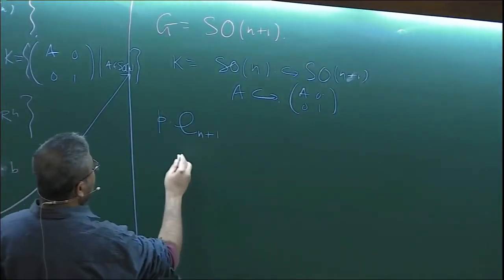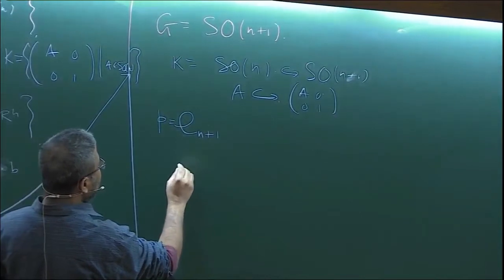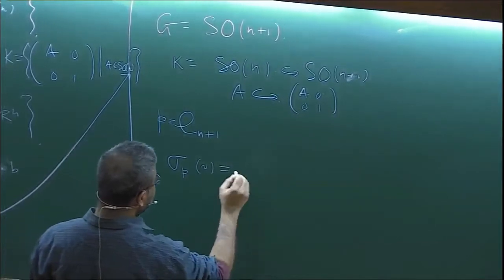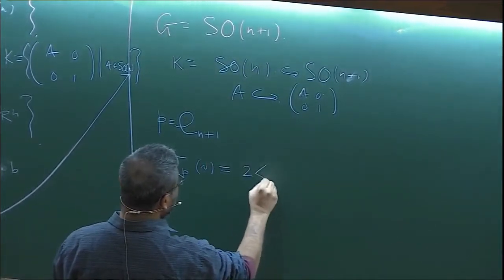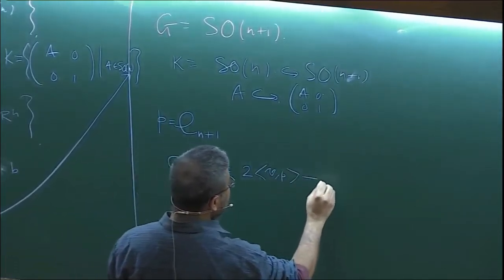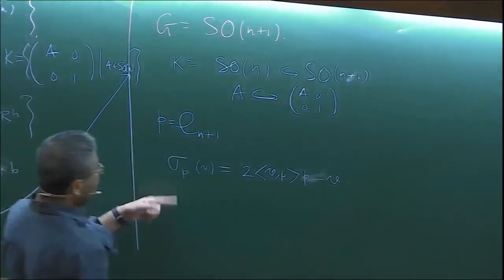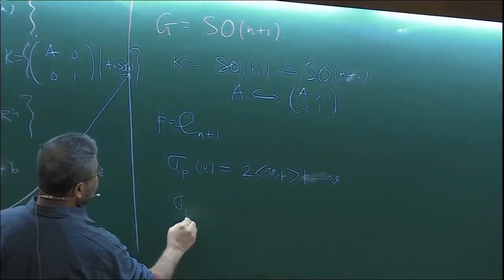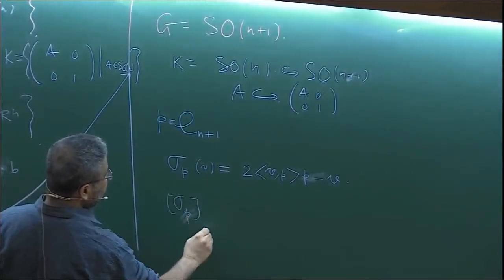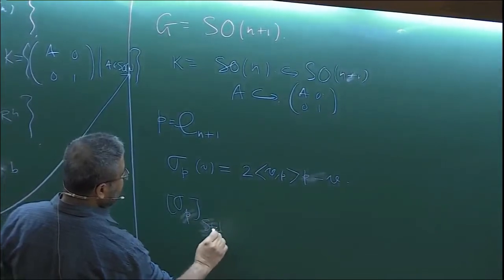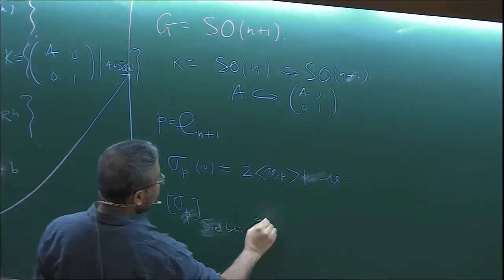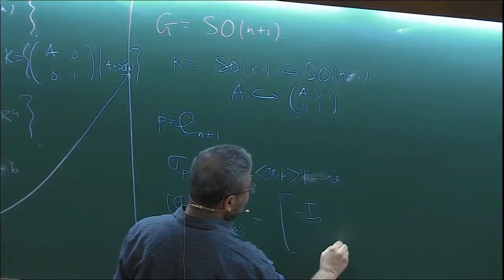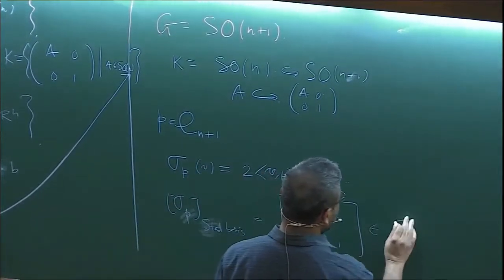So this is going to be of this form. P is this, and if we recall, our sigma P V was, what was it? 2 VP minus P minus V. And this is an element of SO(n), and if you write the matrix with respect to the standard basis, this is going to be a matrix of the form minus I_n, 1.